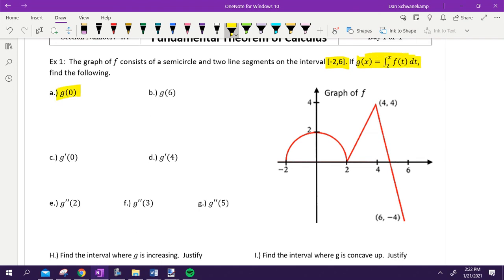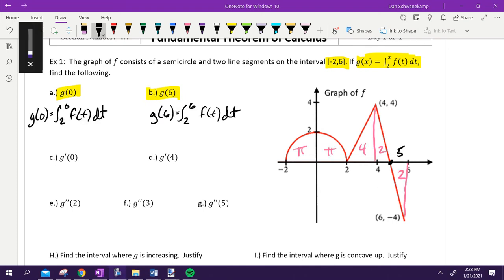They are asking you to find g of 0 and g of 6. Go ahead and try to do that real quick. Let's look. We are finding g. So g of 0 is super easy because it just told me what g is. g is equal to that. So all I had to do is plug in 0 for x.